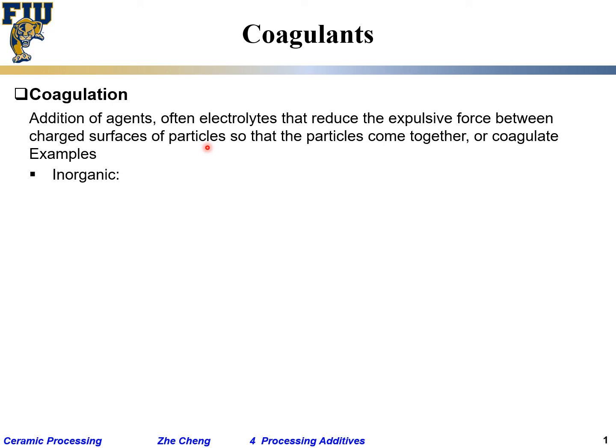So typically the coagulants could be inorganic, quite often salts, electrolytes, calcium chloride, magnesium chloride, or something like that. Okay.